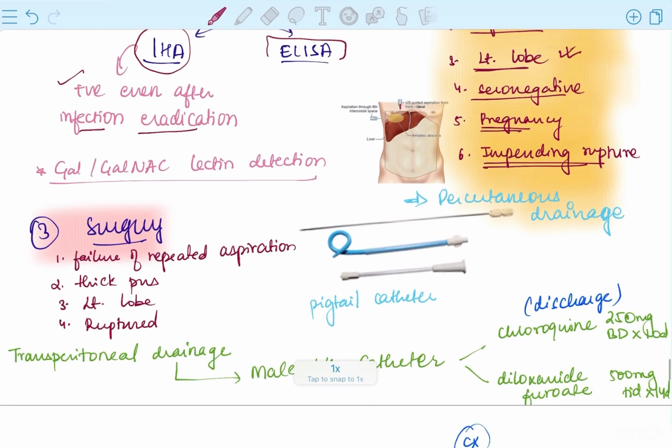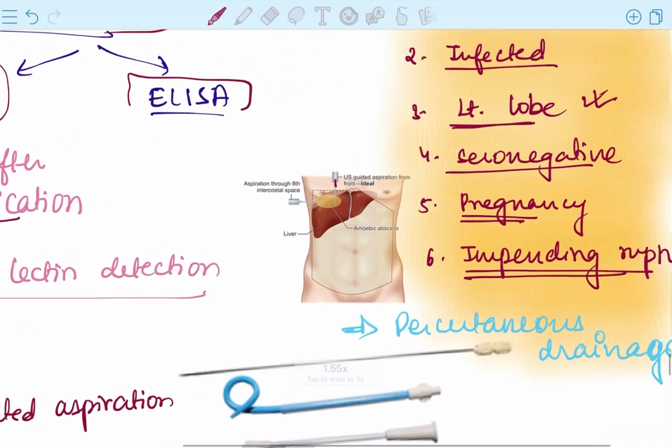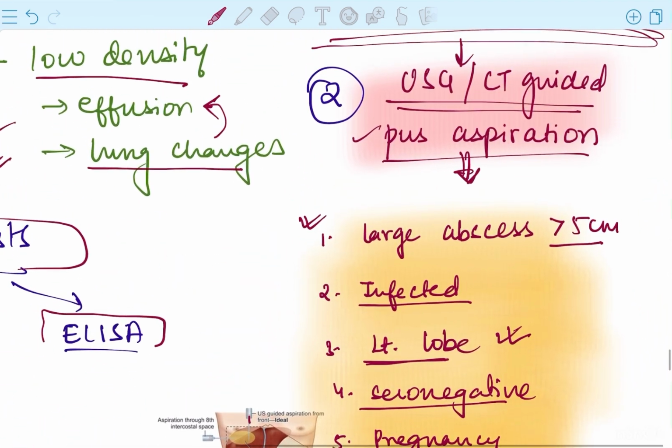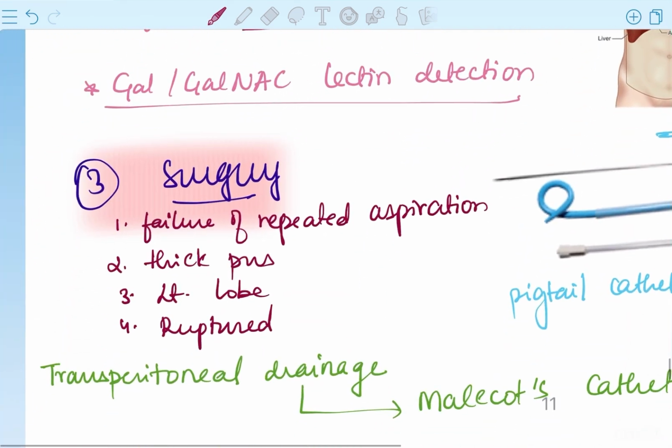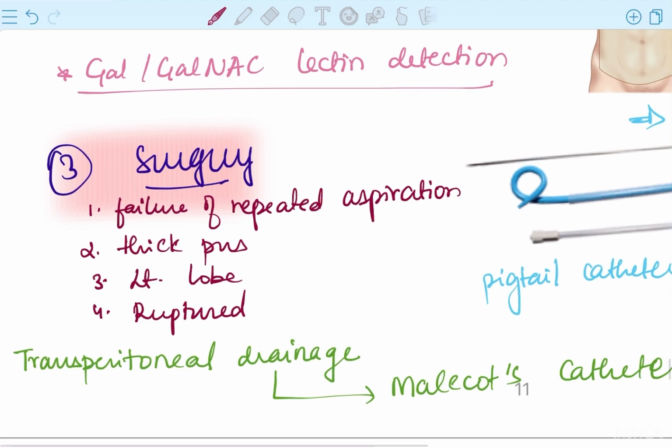Even when this percutaneous aspiration fails, you can go to the next method, which is the surgical method. What are the indications for surgery? A failure of the repeated aspiration. You're aspirating the pus repeatedly, but it is coming again and again. So what are you going to do? You will go into surgery. Also when the pus is very thick that it can't be aspirated, and the pus is present in the left lobe, and it is a ruptured pus.